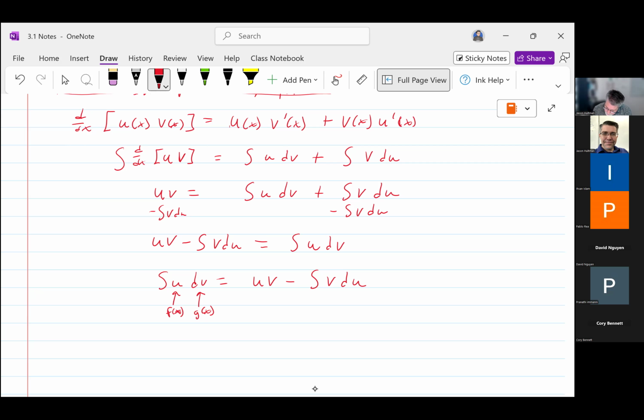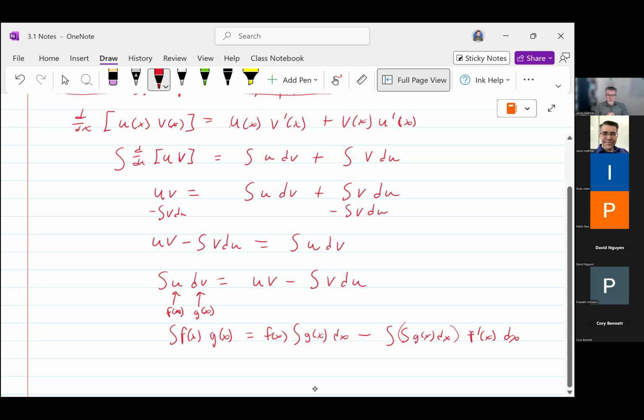Okay, the integral of f of x g of x is going to be equal to u, which is f of x, times the integral of g of x dx, minus the integral of v, which is the integral of g of x dx, times du, which is the derivative of f of x. I'll just call that f prime of x dx.